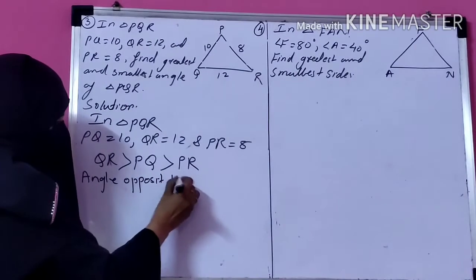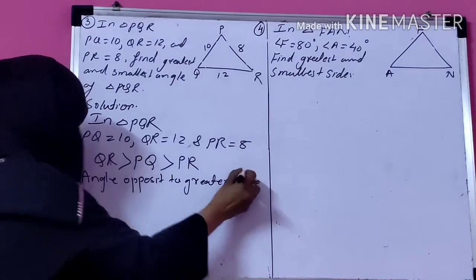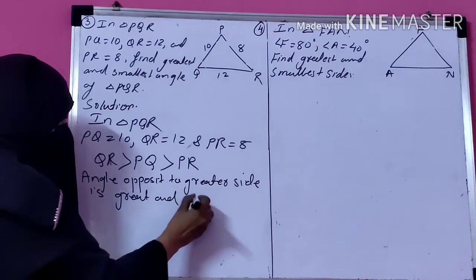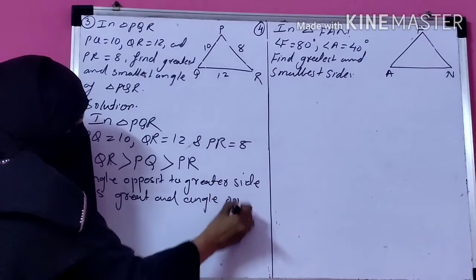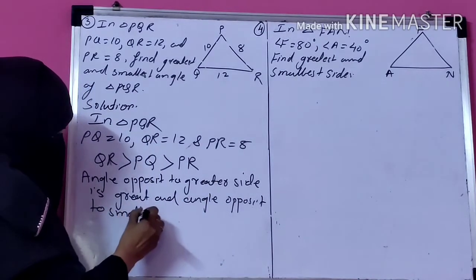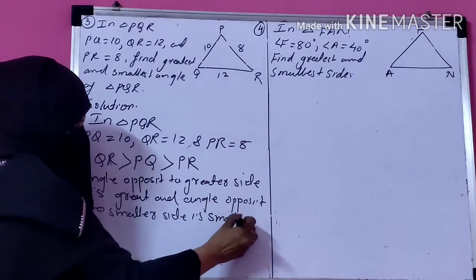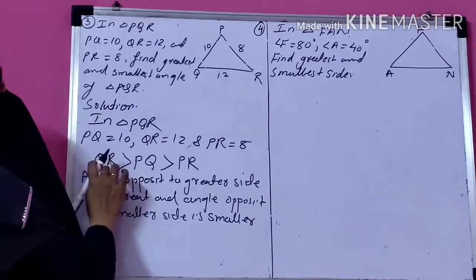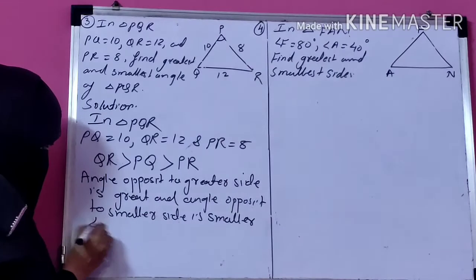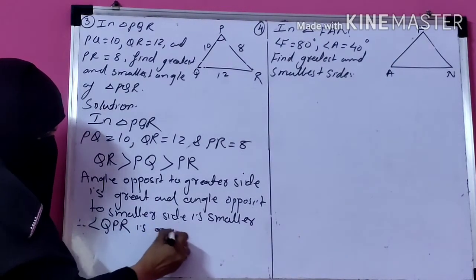Angle opposite to the greater side is greater, and angle opposite to the smaller side is smaller. Your greater side is QR, the angle opposite to the greater side is P, so angle QPR in three letters is the greater angle.